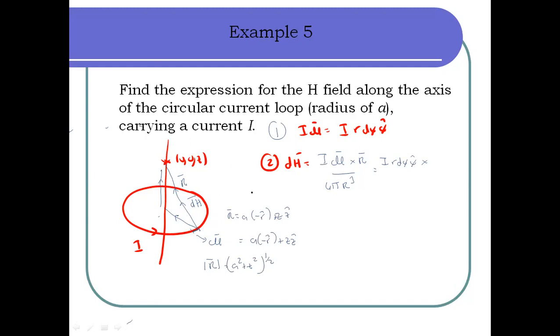Okay, so we substitute all of this information into the equation here. So we're going to get A, direction of negative R, plus Z, direction of Z, divided by, sorry, 4 pi should be there, A squared plus Z squared to the power of 3 over 2. So that should be our DH. And the third step is to find the H field. So allow me to erase this part then.